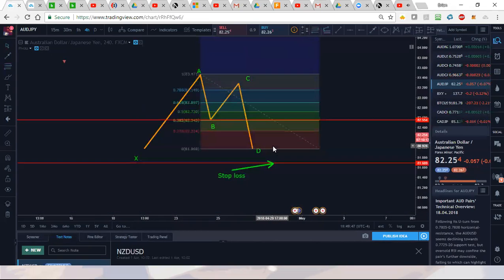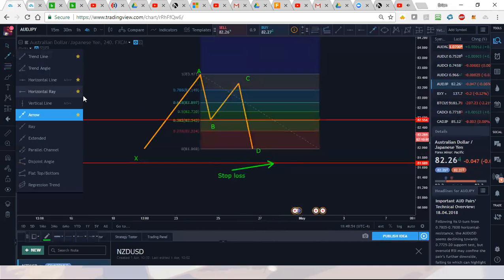So this is where you have your stop loss. So you enter here.